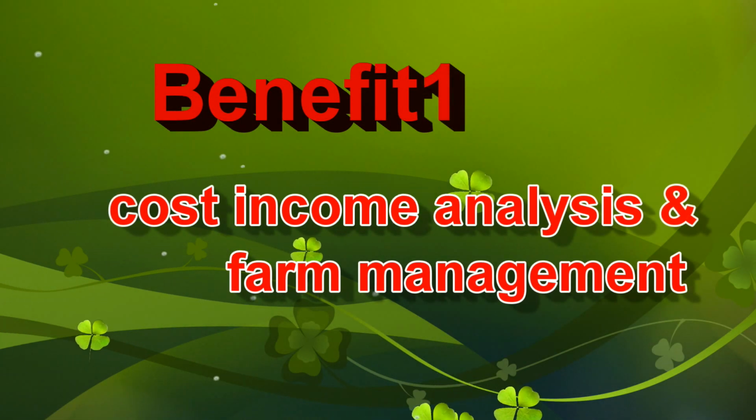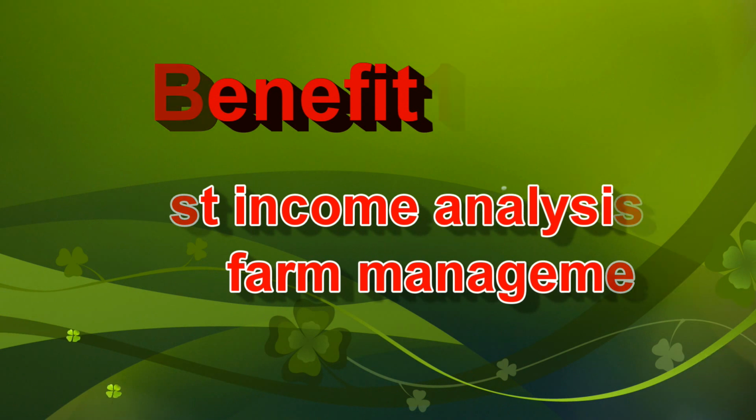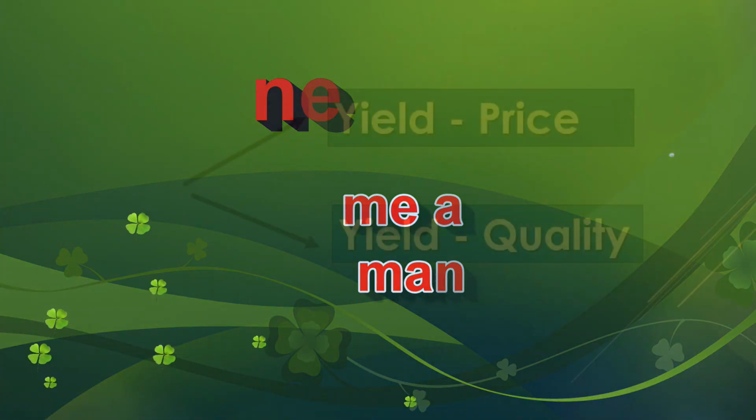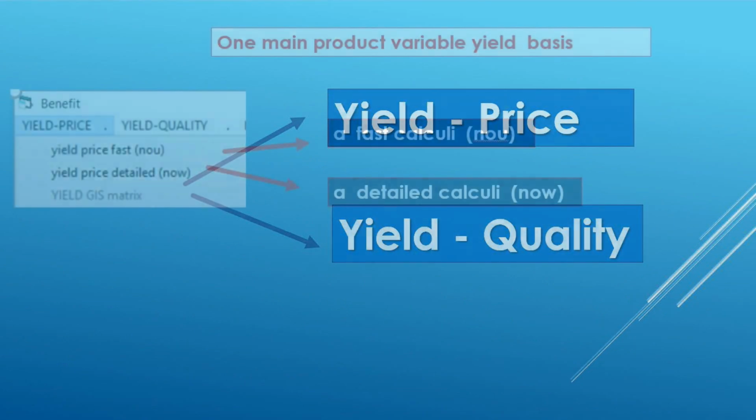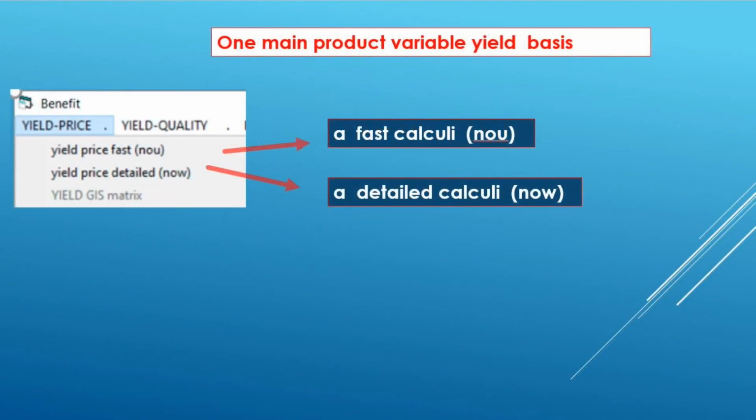Benefit one is the cost income analysis and farm management software. We have two types of crop: the crop where yield and price have an impact on the income, and the one where yield and quality of the product have an impact. Let us start with the first one.